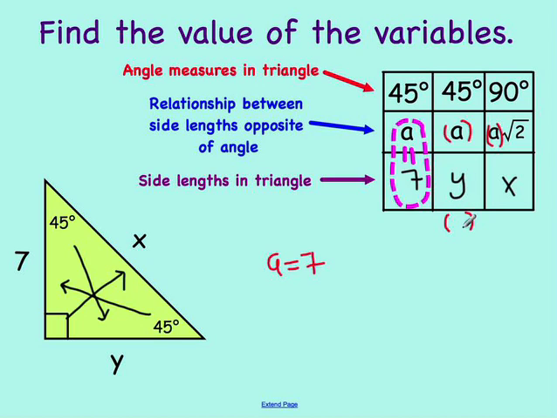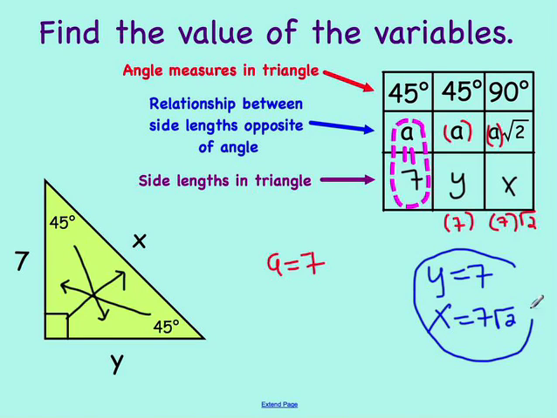So that means that this is 7, and for this column we have 7 radical 2. We can then simplify this and we know what each of our variables is going to be equal to. So we know that y will be equal to 7, and we know that x will be equal to 7 radical 2. Now this is one of the basic problems for 45, 45, 90 degree triangles, and you may have been able to figure out the side lengths without having to use this chart, but this chart is helpful for when we get to side lengths that have radicals or maybe in a form that you're not used to.